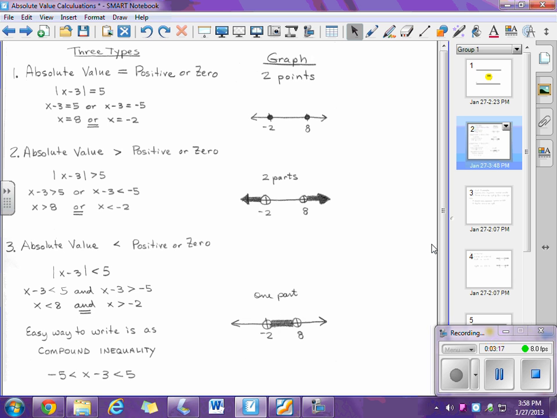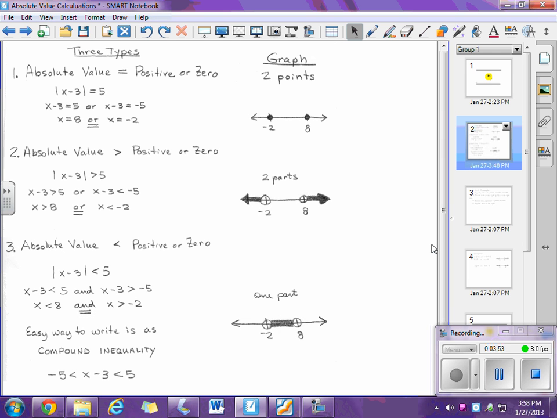Now, an easy way to write it without using the and is just to write a compound inequality, which sandwiches the values all together. So we have negative 5 is less than, with the negative 5 and the less than written to the left of what we have up above, where we've taken the absolute value off, x minus 3 less than 5. This gives us a one-part graph, and the part that's colored in between the negative 2 and 8 is sandwiched in between the two numbers. So that's a compound inequality.